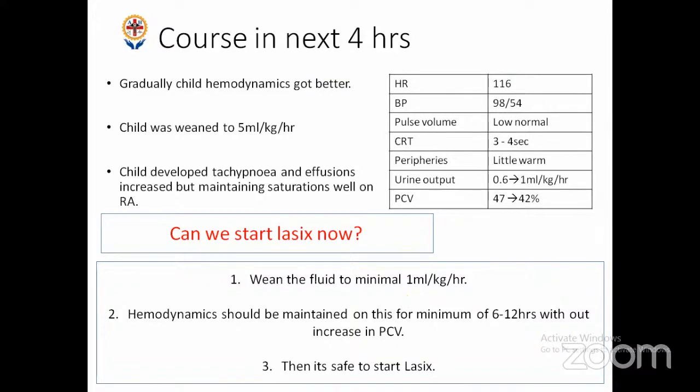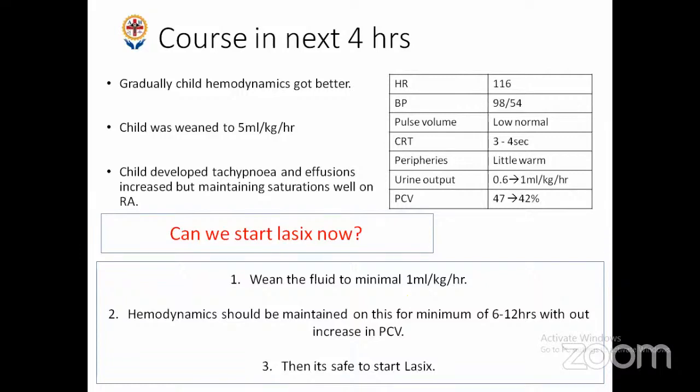But if you don't have any facility for NIV or ventilation, you can at least maintain a target of 6 hours. That depends on your hospital scenario. In my hospital, I have good facilities for NIV and ventilator, so I can safely wait for 12 hours if the PCV is not increasing much and hemodynamics is maintained very well on 1 ml per kg per hour. I will start Lasix only after that.